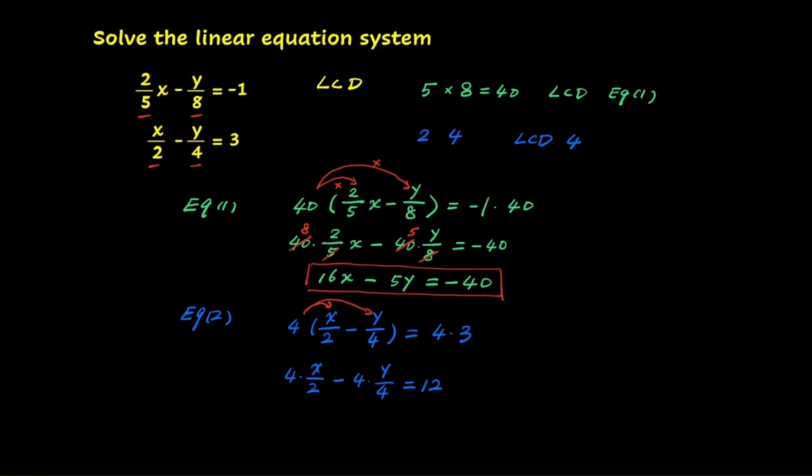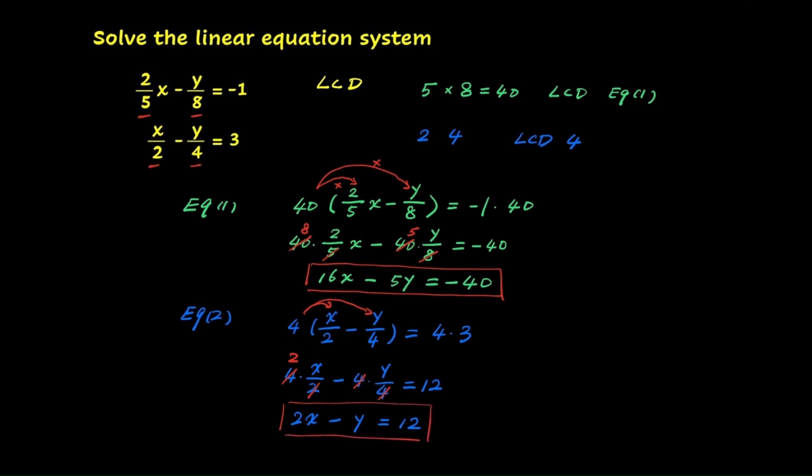Now let's simplify the left side. The first term can be simplified by dividing 4 by 2, which is 2. So it simplifies to 2x. And then the second term, these two 4's cancel out completely, leaving us with simply y. And then on the right side, we have 12. So this is the second equation after clearing the fractions.